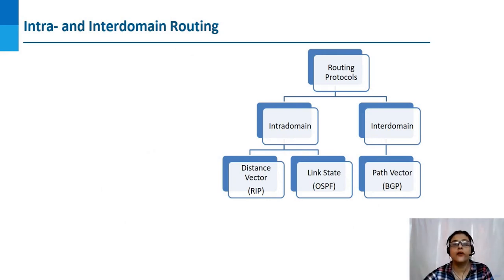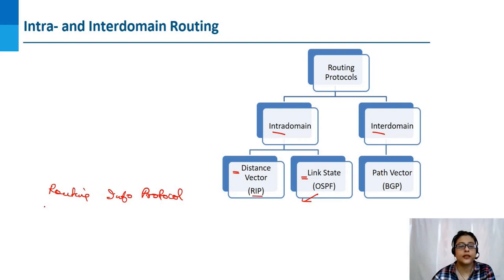We can see here routing protocols can be intra-domain as well as can be inter-domain. In intra-domain we have two different types of routing protocols. One is based on the distance vector routing and the other one is based on the link state routing. In distance vector routing, there is RIP, a routing information protocol. In link state routing, we have OSPF, and OSPF stands for Open Shortest Path First.